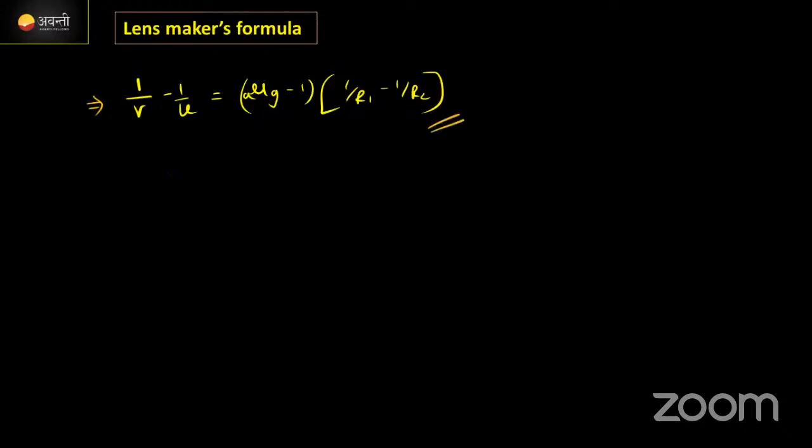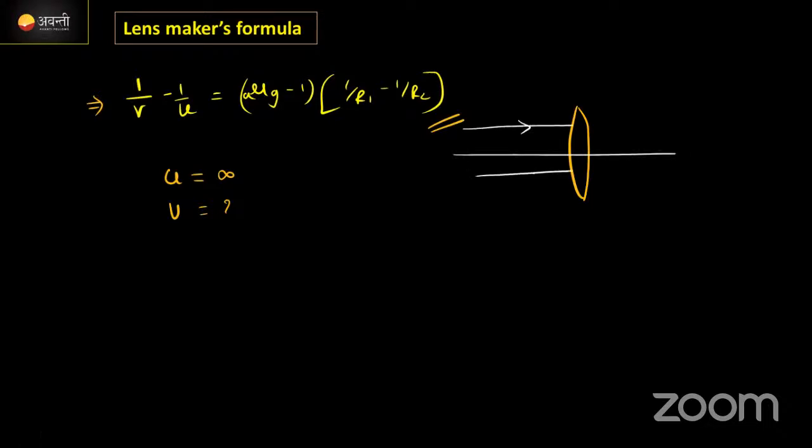What we consider here: if I consider the object distance at infinity, where will the image be formed in a convex lens? Let me know through the chat box. Yes, right. If you consider this is a converging lens, a convex lens, and the object is at infinity, the light rays coming are parallel to the principal axis. This is the principal axis. They converge at the principal focus, like this. Correct? Here to here, principal focus.